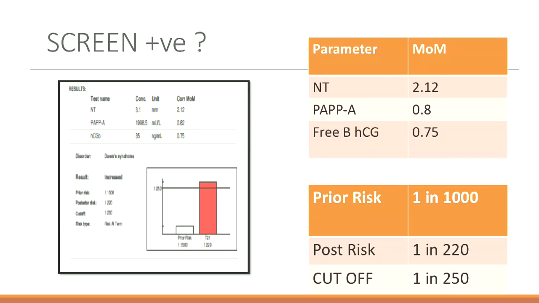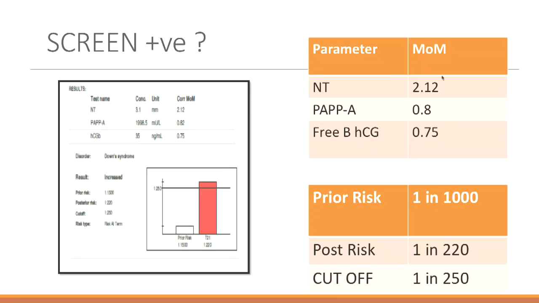Now I agree that the red bar tells you that it is screen positive. But just let us look at what is happening here. This lady had an a priori risk of around 1 in 1000 based on her age. Now after you did your screening, her risk has jumped to 1 in 220, which is above the cutoff of 1 in 250. So you have a woman who has become high risk after your combined test.